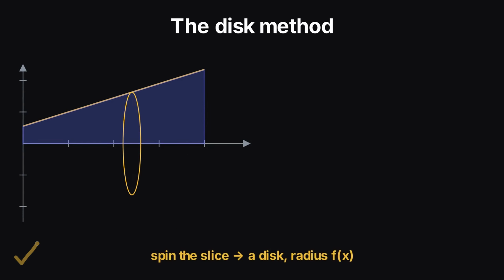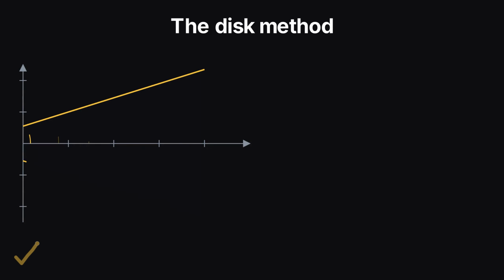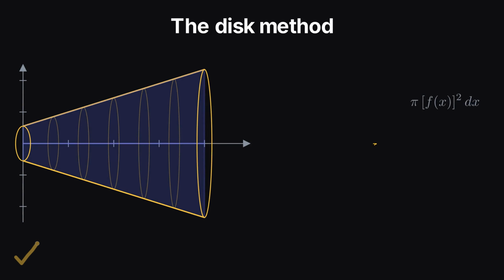Take the region under a curve and slice it into thin vertical rectangles, each of width dx. Now spin one rectangle around the x-axis. It sweeps out a thin disc, a coin, whose radius is the height of the function and whose thickness is dx. The volume of that coin is pi times radius squared times thickness, pi times f of x squared dx. Add up every disc from a to b and the sum becomes an integral. The volume is pi times the integral of f of x squared dx.